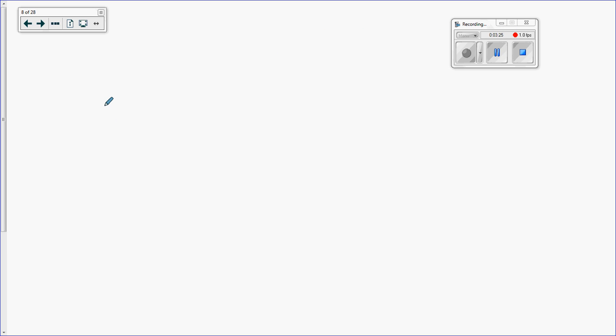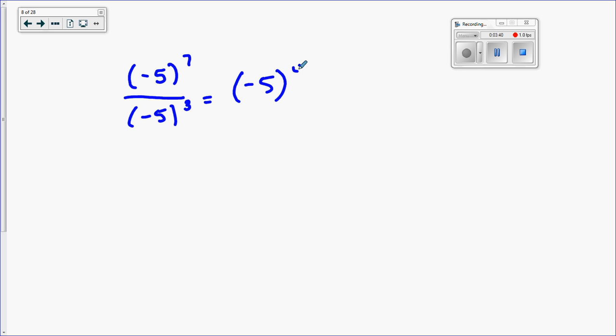So again, if I had negative, they both have to be negative in order for me to do it. So I have negative 5 to the 7th divided by negative 5 to the 3rd. That's going to give me negative 5 to the 4th.